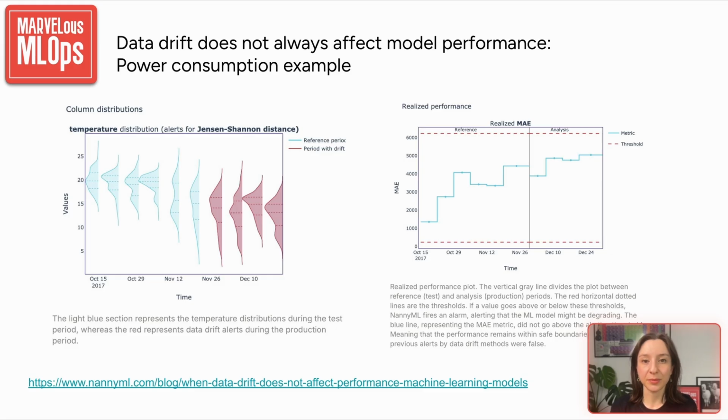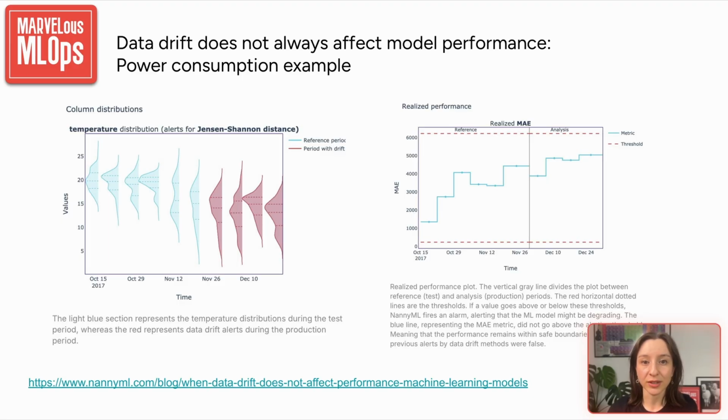Here's a great example that shows why we shouldn't panic just because data drift is detected. Let's look at the left-hand side first, the temperature distribution over time. The blue violins represent the reference period, when we trained or tested the model. The red violins show the periods where data drift was detected using a statistical method, in this case Jensen-Shannon distance. So yes, statistically speaking, the distribution of the input feature temperature has shifted significantly.